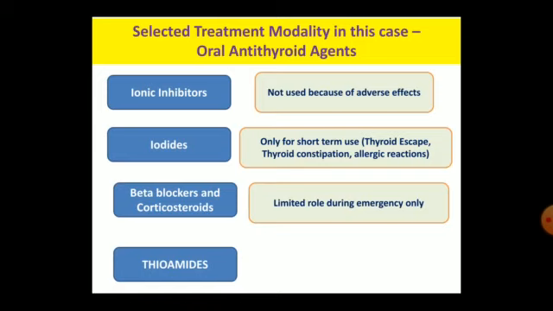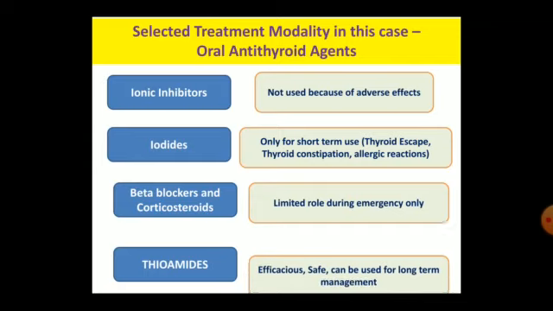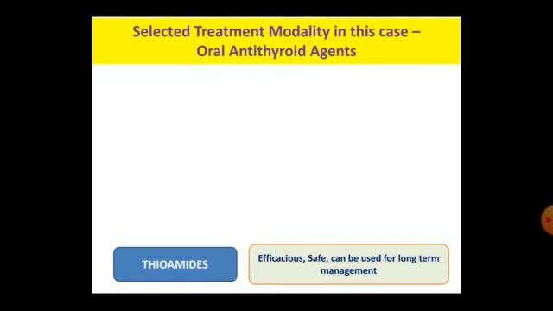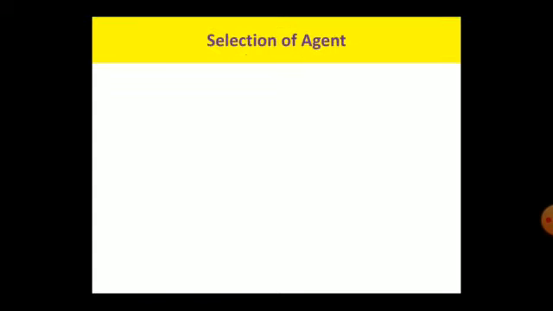So the last group, that is thioamides, they are orally effective and efficacious, even though they have a relatively slower onset of action as compared to the iodides, but they can be used for long-term control. So in this case, the preferred drug group is thioamides. Now which are the agents in the thioamides? There are propylthiouracil, carbimazole and methimazole. Methimazole is the active metabolite of carbimazole. That's why we have to select between the two agents, carbimazole and propylthiouracil.